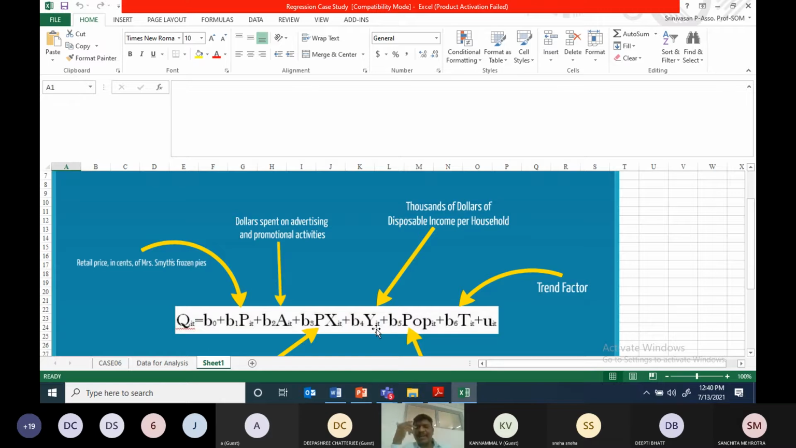The next, income, definitely. What will happen if your income increases? Participants, if income increases, what will happen to the quantity demanded? Demand increases, goes up. We will buy more, right? That's the concept. Then come to the B5 coefficient, population.